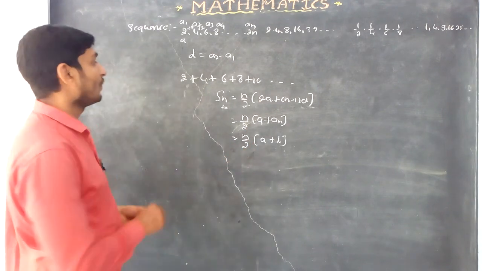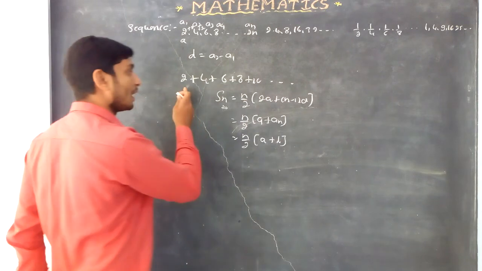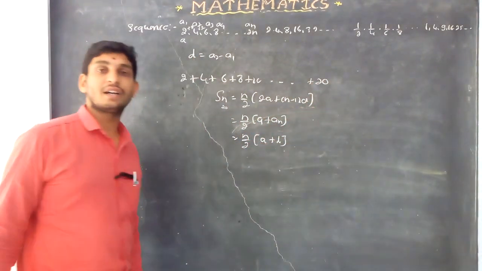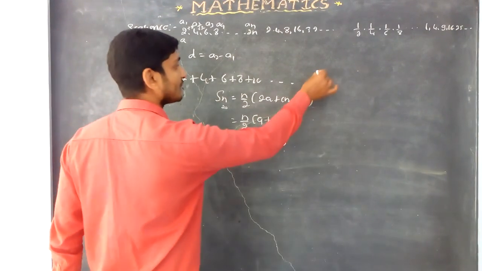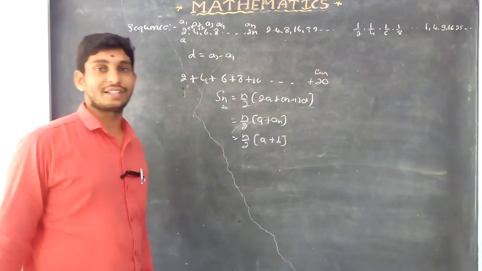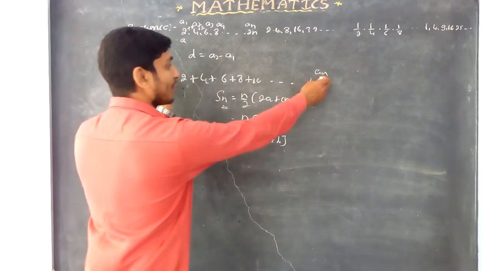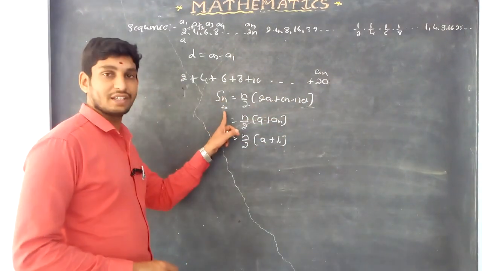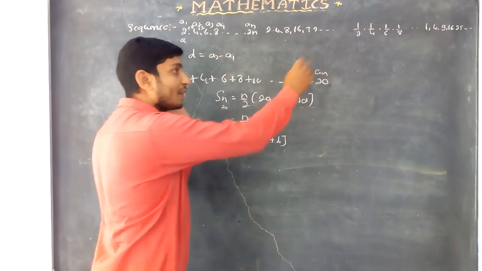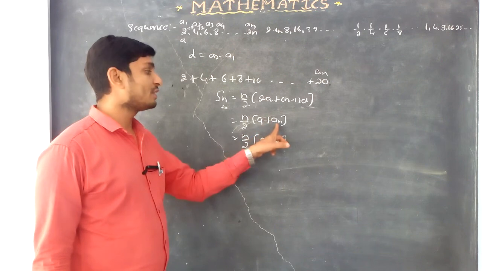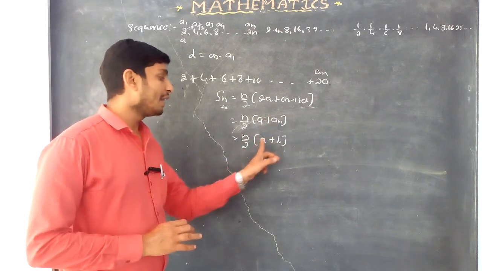For example, find the sum of 2 plus 4 plus 6 plus 8 plus up to 20, they will give like this. Then you have to take this term as the nth term, because you do not know how many terms there are. You find how many terms there are from here to here. Then you get n. The total number of terms from here to here we call n. Yes, if you get n, that formula a plus an also you can use, or a plus l.